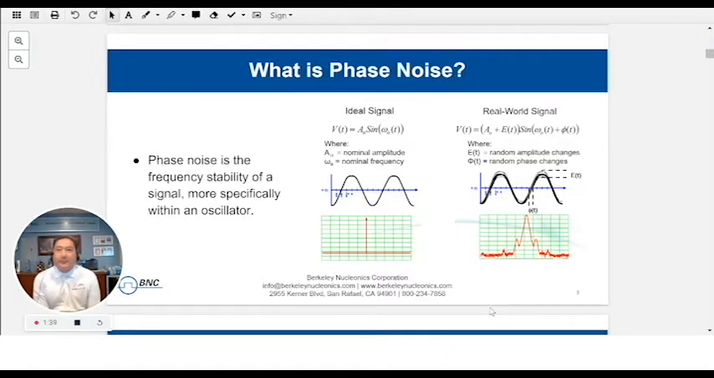So phase noise. This is a term that is quite popular in the RF industry, possibly one of the most important specs that people really, really care about. Now, what is phase noise? This is a question that many people do ask us. Phase noise is basically the frequency stability of a signal, more specifically within an oscillator. If you can imagine a communications link through radio or through your cell phone, if a component in there, whether it's the antenna or the receiver, has bad phase noise, you will experience that through communication error, dropping, or a noisy connection. So as you can imagine, many manufacturers of these type of components really, really care about phase noise, and they need a great solution to measure that.